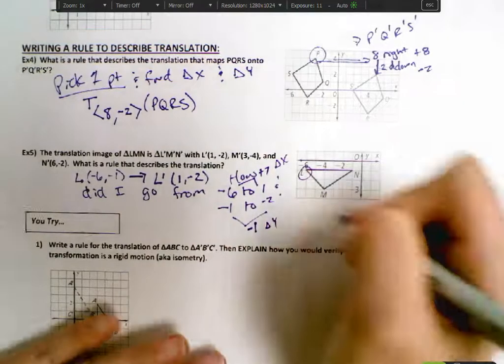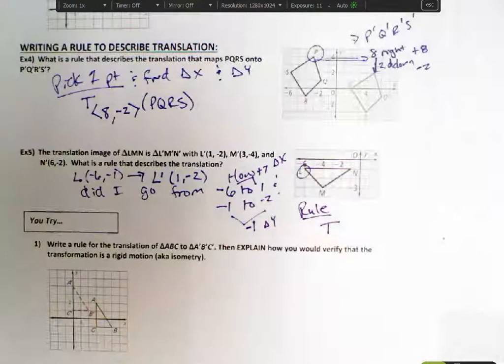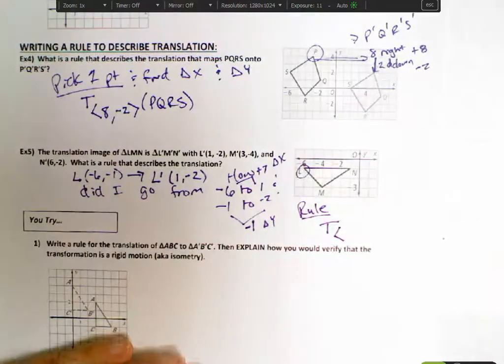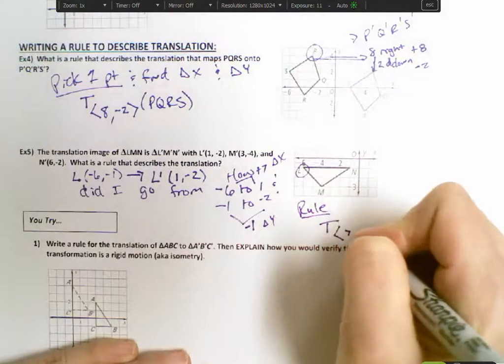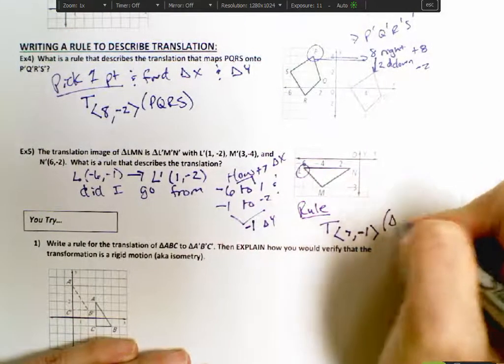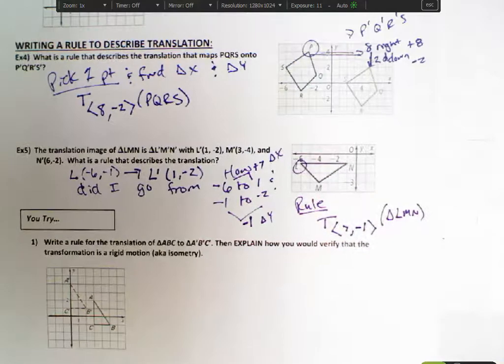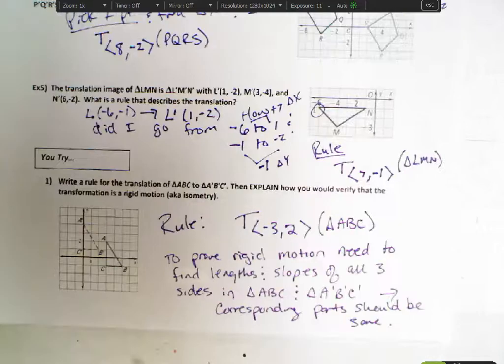My translation rule then is a translation of the vector, X comes first, 7, -1 of the figure triangle LMN. Once I check one point, I don't need to go check the other points for my rule. Just be real careful to make sure you get those right. Okay, pause the video once again. Do the next. Alright, there's what I got for your practice problem.